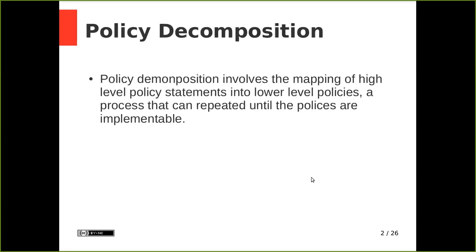So, policy decomposition. Policy decomposition involves the mapping of high-level policy requirements into low-level policies, a process that can be repeated until the policies are implementable. For example, there could be a requirement that says the system, based upon its classification, shall implement this particular set of requirements. That's the high-level requirement. It's very high-level, very abstract.